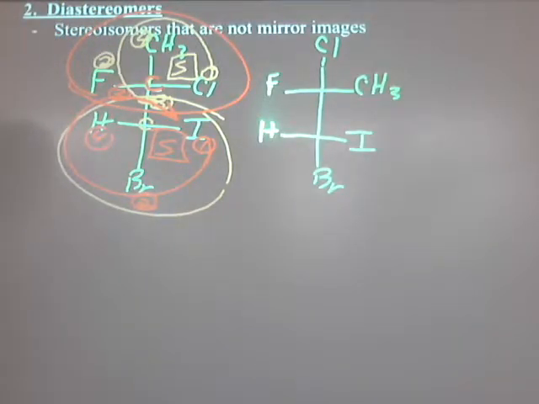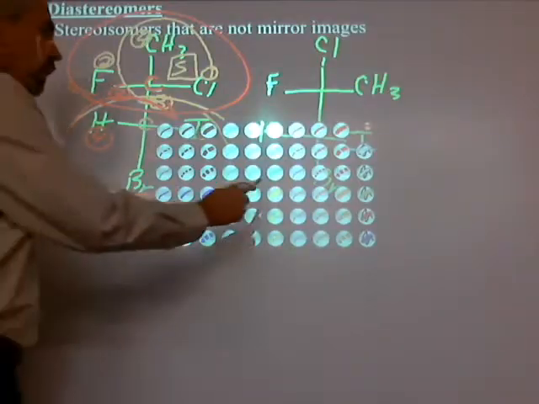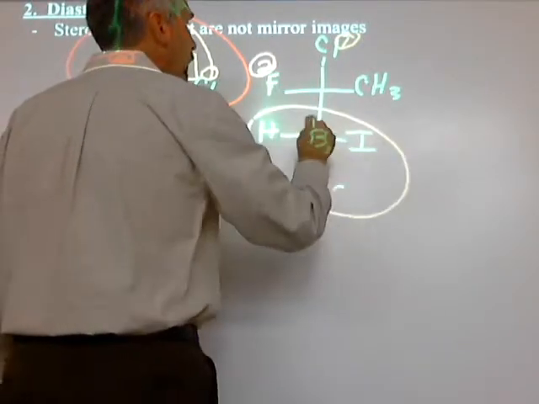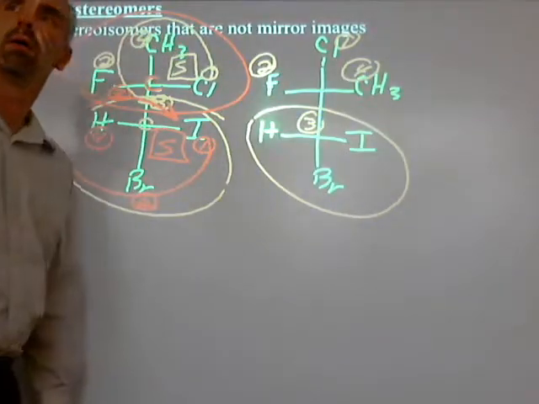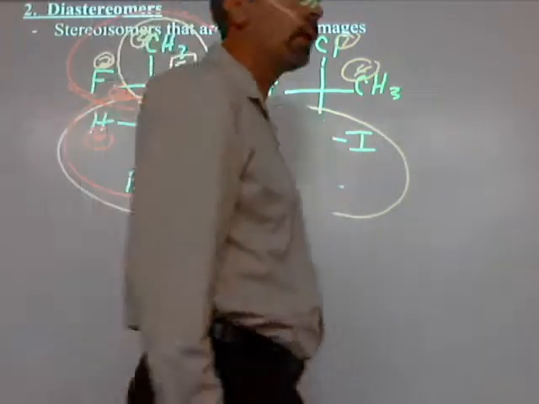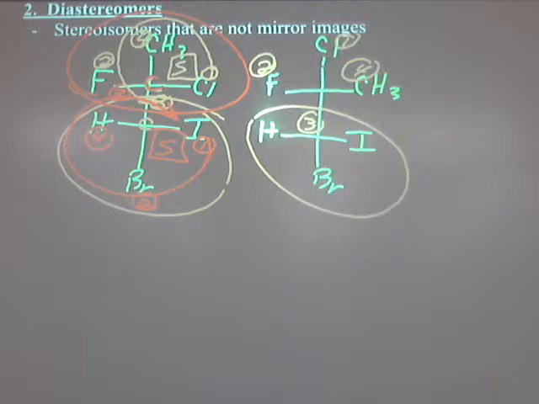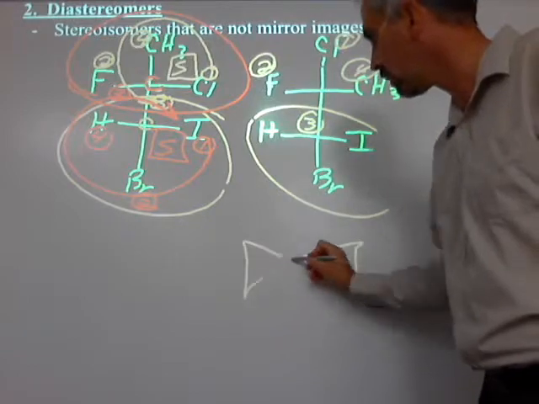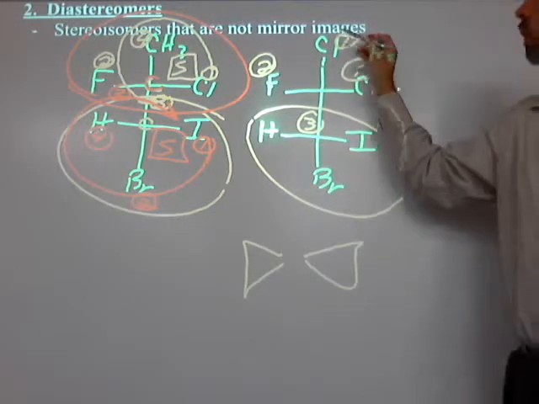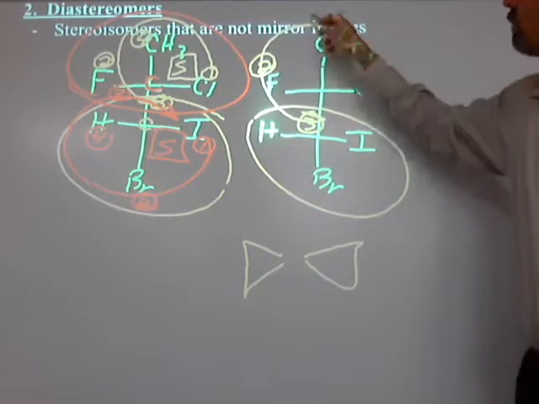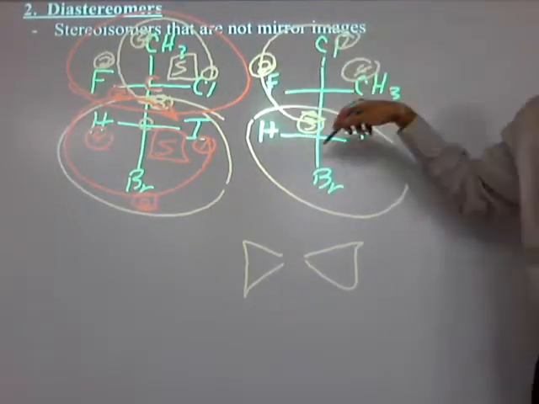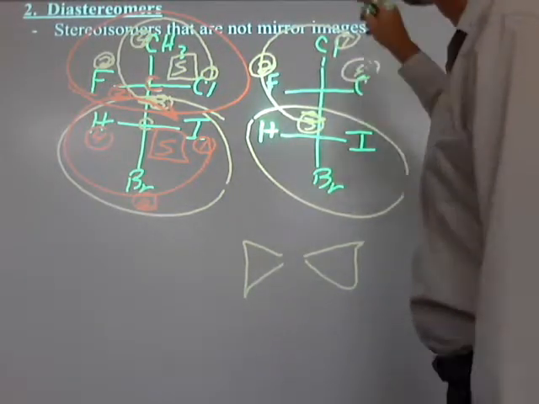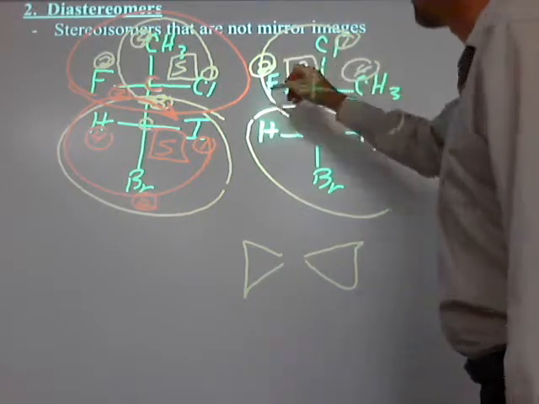Let's see. Applying my priorities again. Number 1, 2, 3, 4. All right. What did I tell you about this now? Let's think about this. Where's my lowest priority bond? He is a wedge coming out at you. So whatever I draw here, 1, 2, 3, what does that look like I'm drawing? When it goes this way, 1, 2, 3, is that counterclockwise or clockwise? Counterclockwise, but in reality, because the guy's coming out, he is clockwise, he is R.